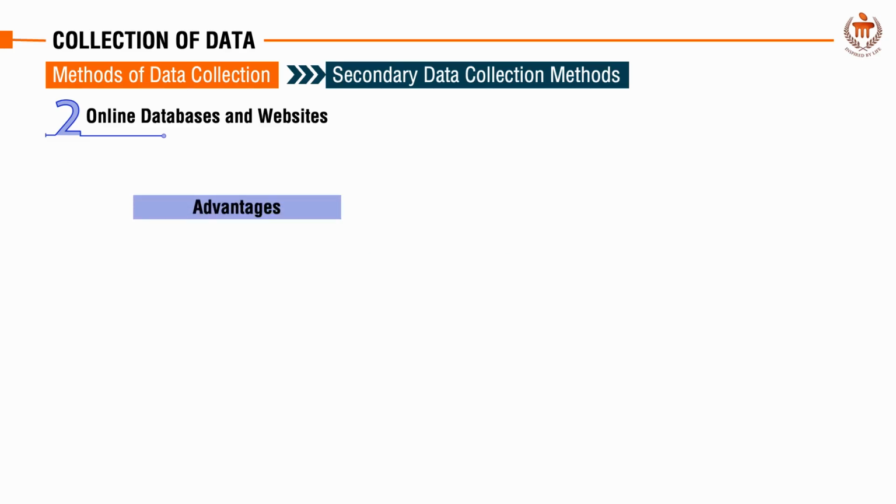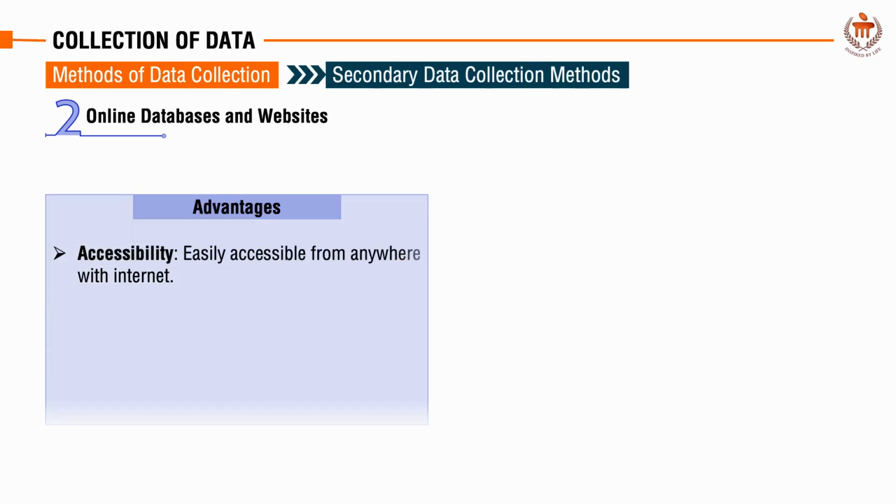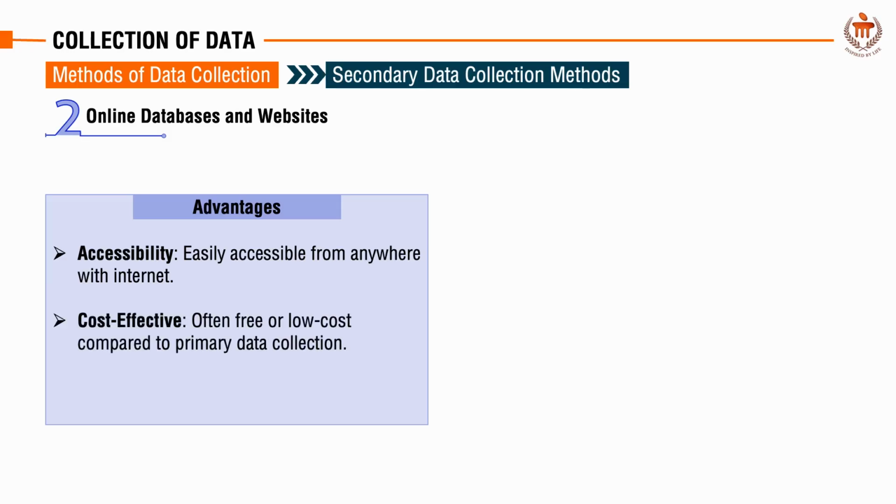Talking about the advantages of online databases and websites, using them for secondary data collection offers several advantages. Accessibility is a major benefit, as data can be easily accessed from anywhere with an internet connection. It is also cost effective compared to the expenses of primary data collection. Additionally, it is time saving because it eliminates the need for data collection and reduces the time spent on processing, allowing researchers to focus on analysis.